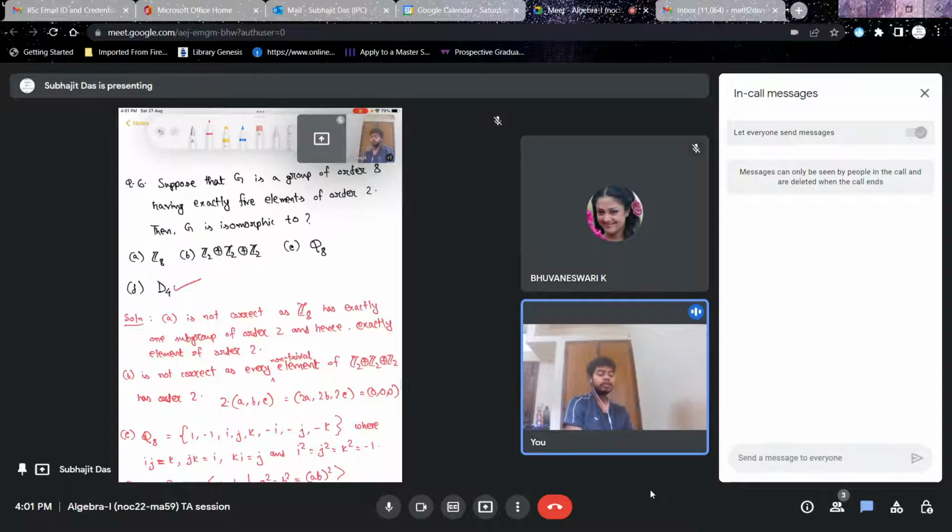Now notice that while we were solving this problem, we were basically dependent on the choices that were given to us, right? Z8, Z2 direct Z2 direct Z2, Q8, D4, right? But we could also do it in a much more rigorous way where we wouldn't need any choices. Basically the thing one would like to do is classify all groups of order 8, and then find out which group has exactly 5 elements of order 2.